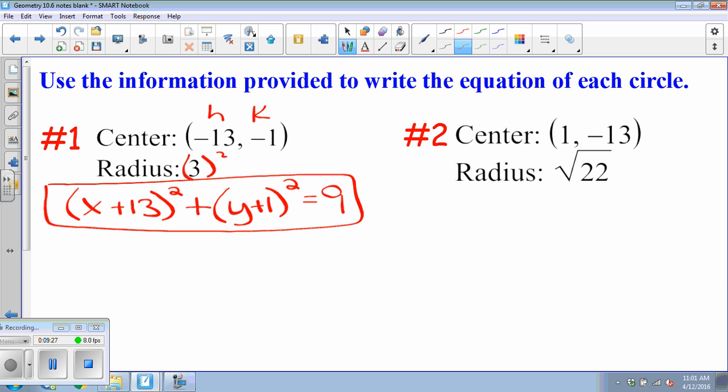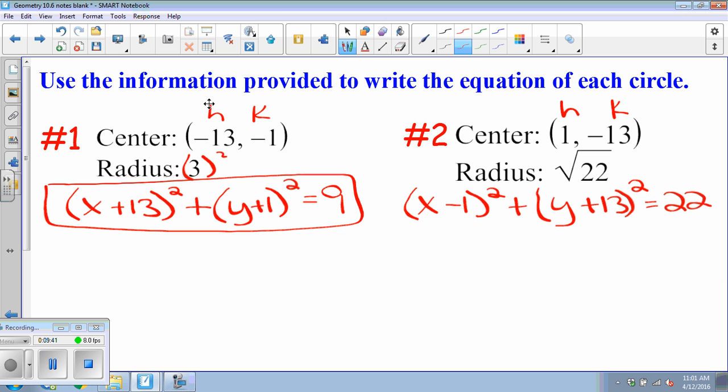Now, for the next one, this is h and this is k. So you should have x minus 1 squared plus y plus 13 squared equals 22. Yes. Alright, so if it already gives you the equation, how do you know the radius was already in the square root? Because in this form, the radius is already squared. It's equals r squared. So this is already squared. So to pick out the radius, you have to take the square root. So if they give you the radius, you have to square it.